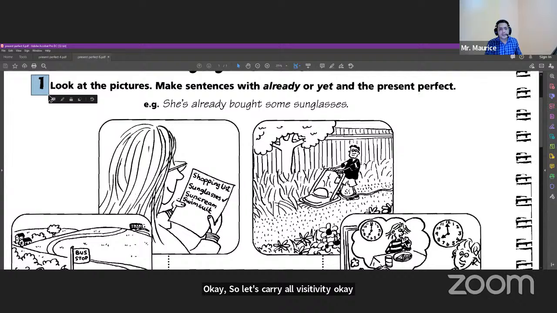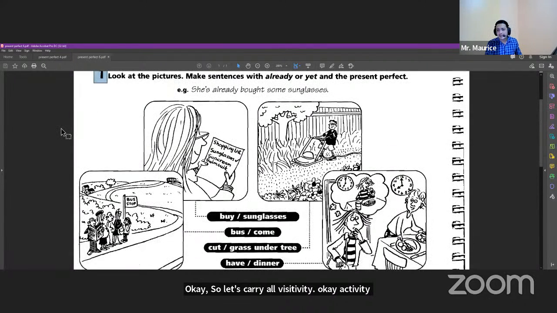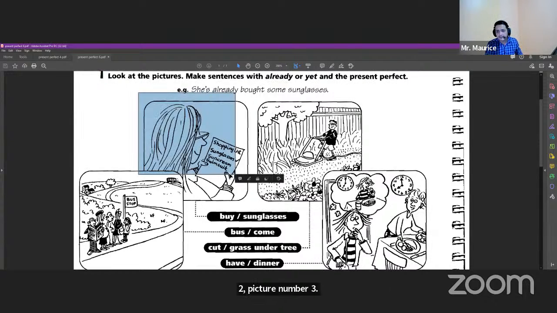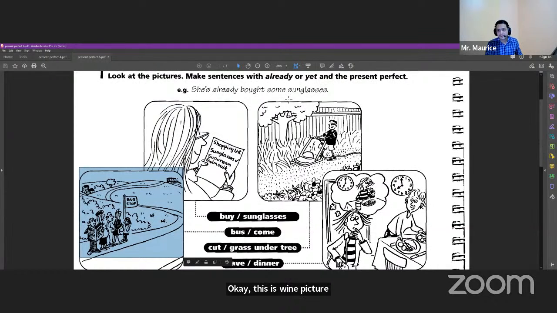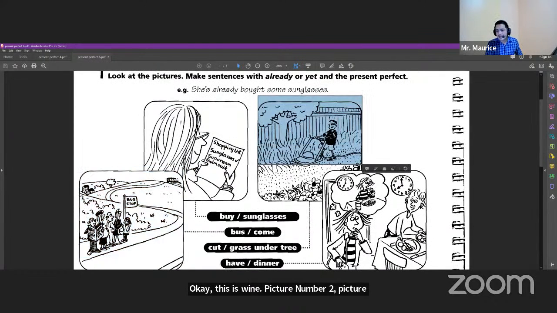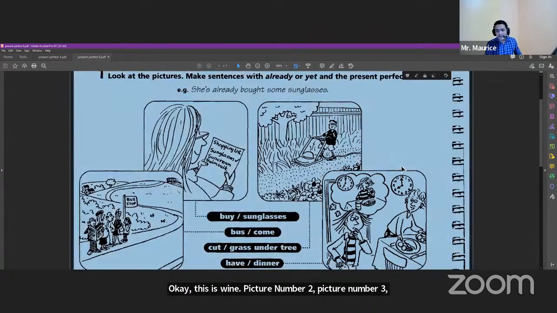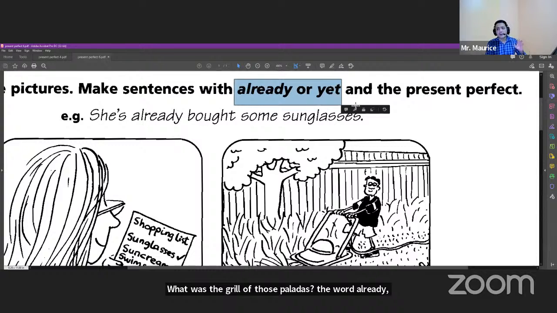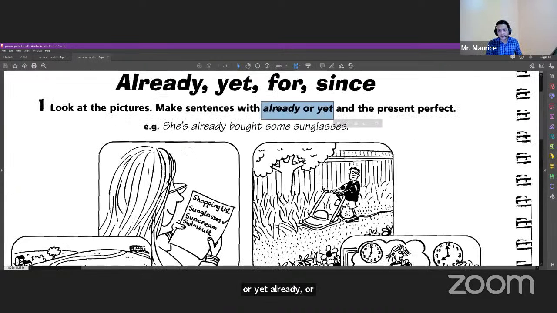Activity number 1. I want you guys to look at these 4 pictures. Picture 1, picture number 2, picture number 3, and picture number 4. So once again, we're gonna practice with the present perfect tense, and we are going to include 2 words. Vamos a incluirle 2 palabras, okay? The word already or yet. Already or yet, okay?